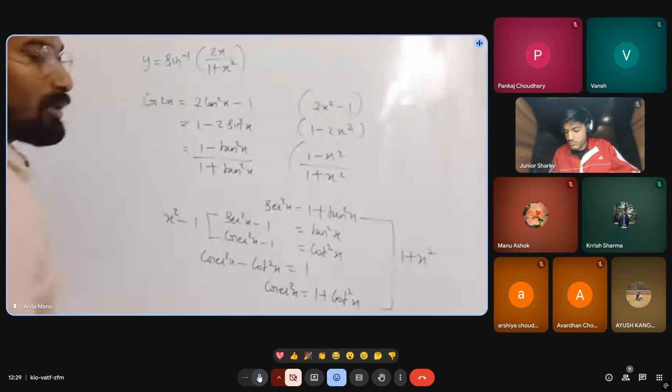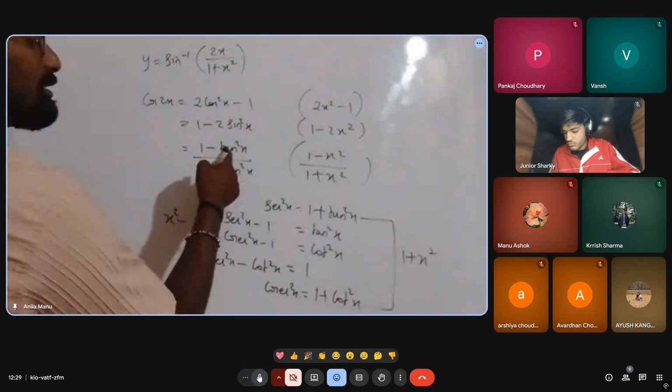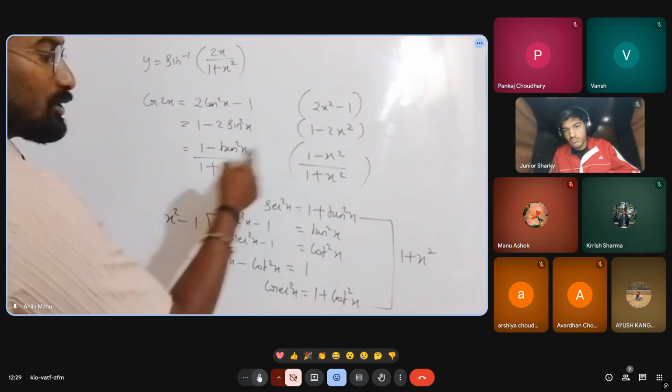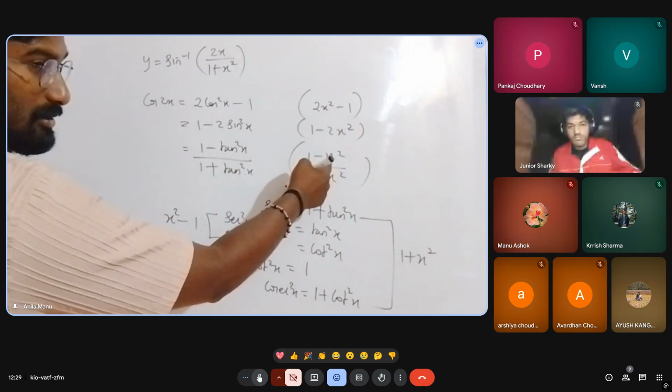If you have this condition, what should you do? You can write tan x is equal to tan theta. Got it? Don't write tan x, write tan theta.